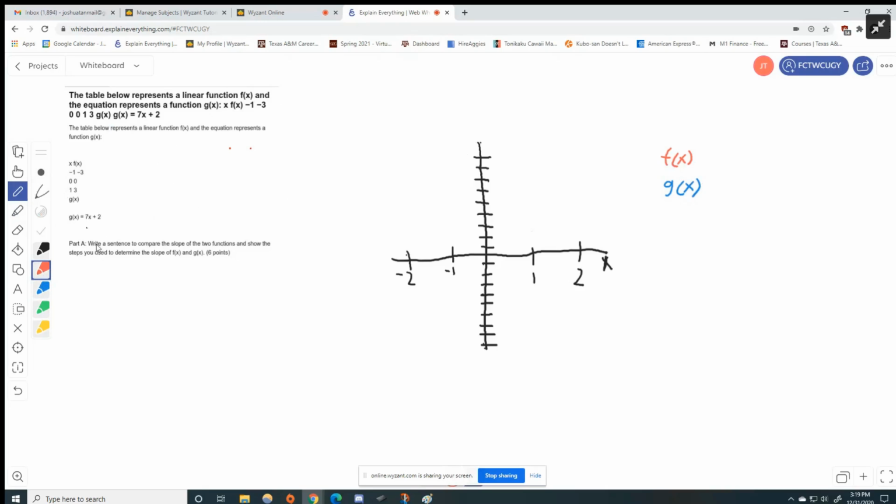The question is asking, write a sentence to compare the slope of the two functions and show the steps you use to determine the slope of f of x and g of x. So let's do that right now.